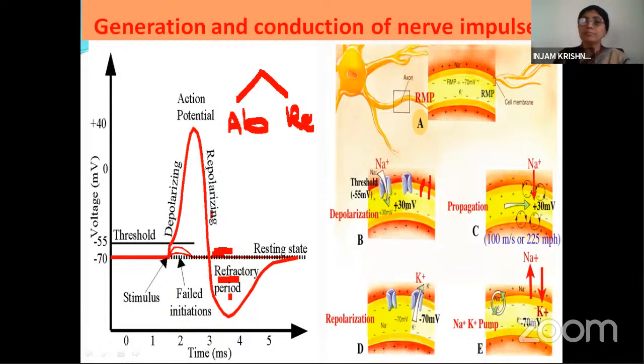Absolute refractory period and relative refractory period. Relative means after requesting, after doing so many stimuli, it activates. Absolute means it won't activate. Whatever you do, it won't activate. Okay.